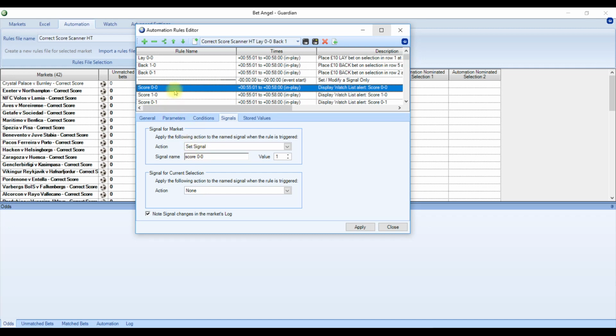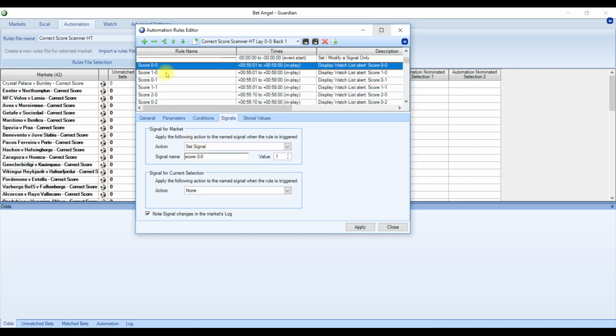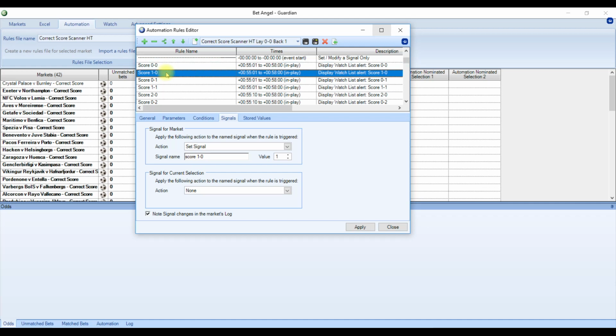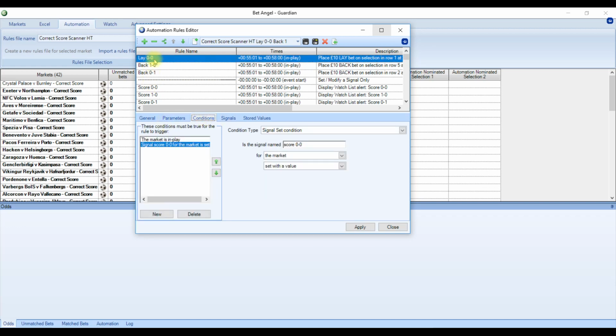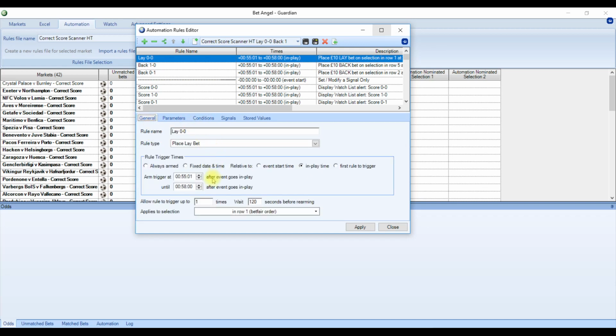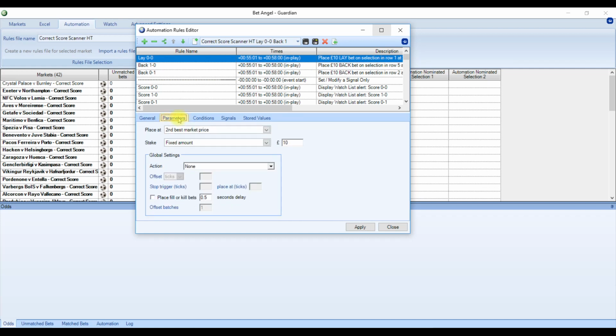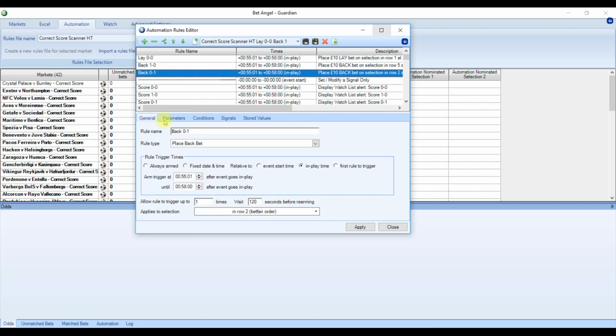Now if you look, every single scoreline has a signal for the market. So if its scoreline identifies it's 0-0, it's going to set a signal for score 0-0, 1-0, etc. We're going to use this to lay the 0-0 or back the 0-1, 1-0. We make sure the market's in play and the signal score 0-0 for the market is set with a value, and we're going to place a lay bet. Instead of sending out an alert, we are just going to have it place a lay bet in the market for the fixed amount of £10 at the second best market price. And we're going to do the same with the back 1-0 and the back 0-1.